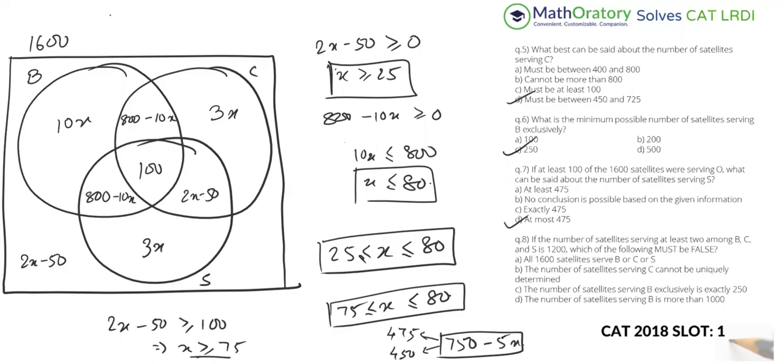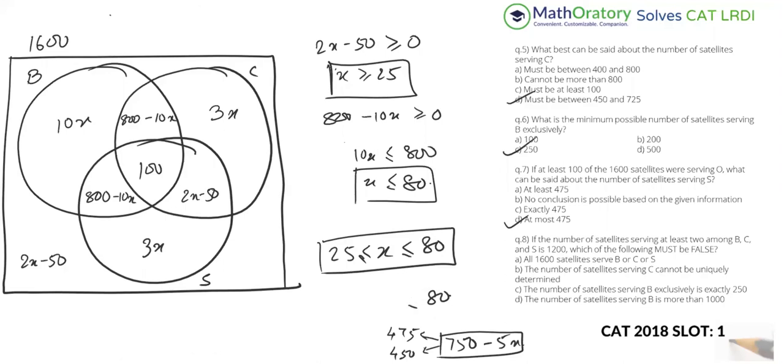Now moving to question number 8. Now this is a fixed kind of information. So let us look at that. Just let me take this part off now.